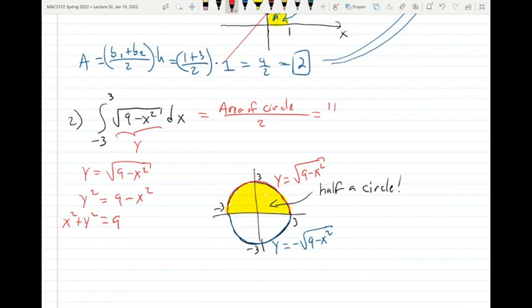The radius is 3. So it will be pi times 3 squared divided by 2. So the answer here is 9 pi over 2.